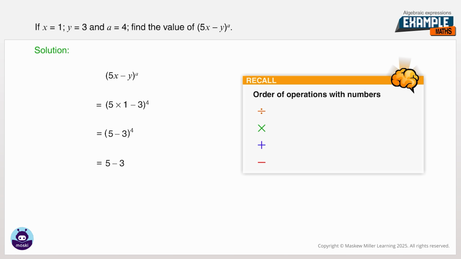So the expression now simplifies to 2 to the power of 4. We expand the expression. We get 2 times 2 times 2 times 2. Therefore, the numerical value of this expression is 16.